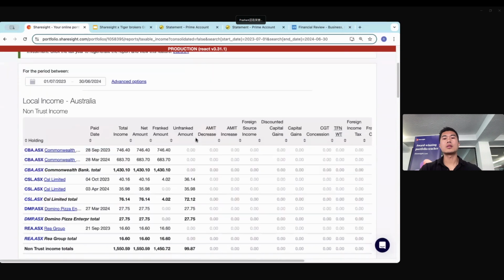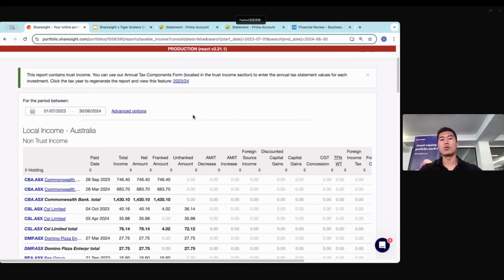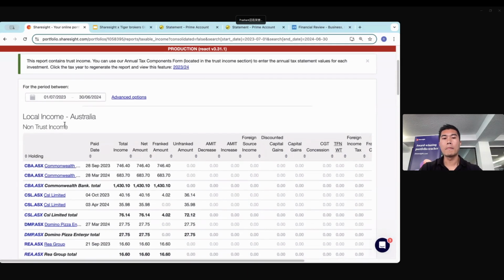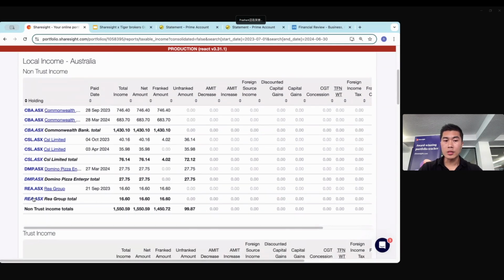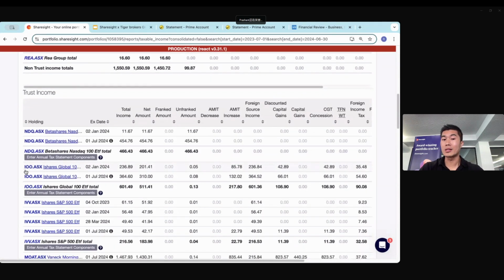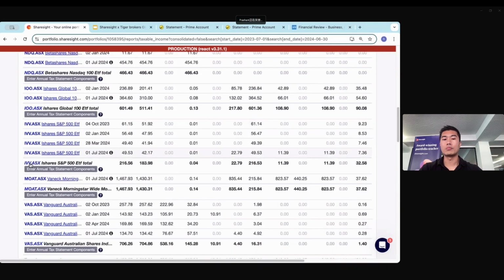So you can see here, once you push all your buys and sells from your brokers into Sharesight, Sharesight will look at when you bought those shares, and whether you have sold them or still continue to own them, and will populate all the dividends into this report and into your portfolio as well. All your dividends or distributions are categorized into local income, which includes non-trust income and trust income. With trust income, normally you're looking at things like distributions that you get from an ETF. And of course, you've got foreign income as well, so dividends that you get from international shares.